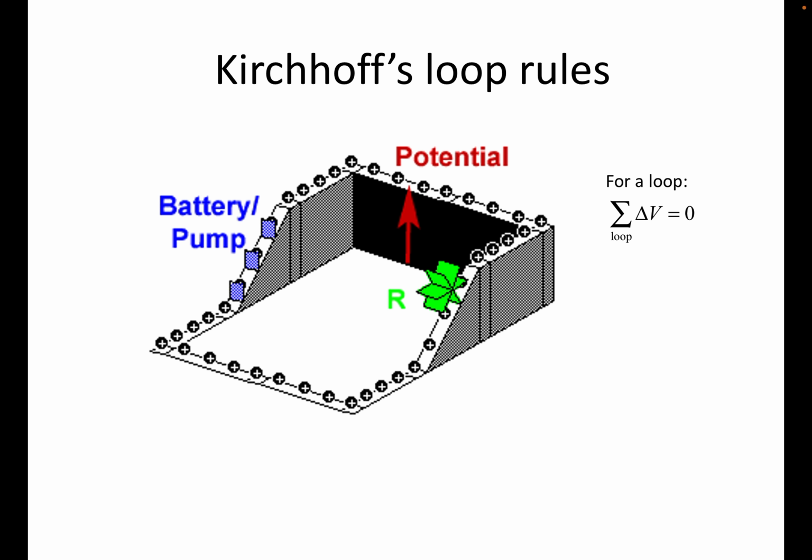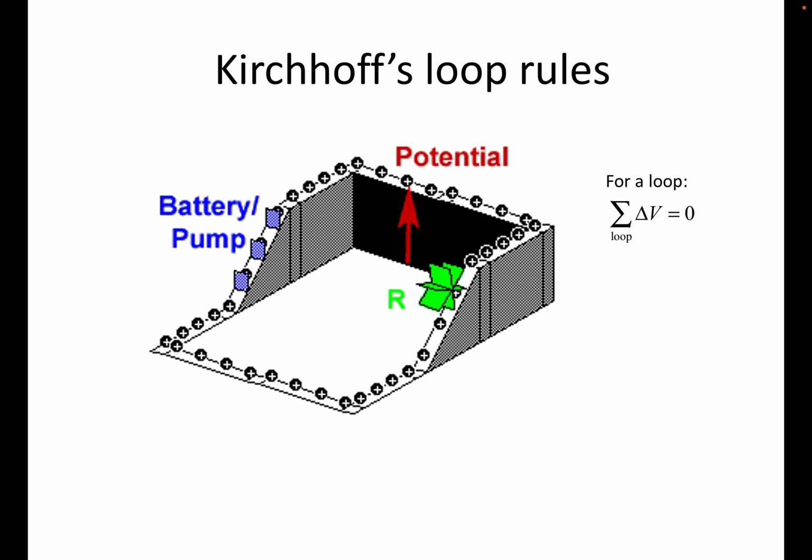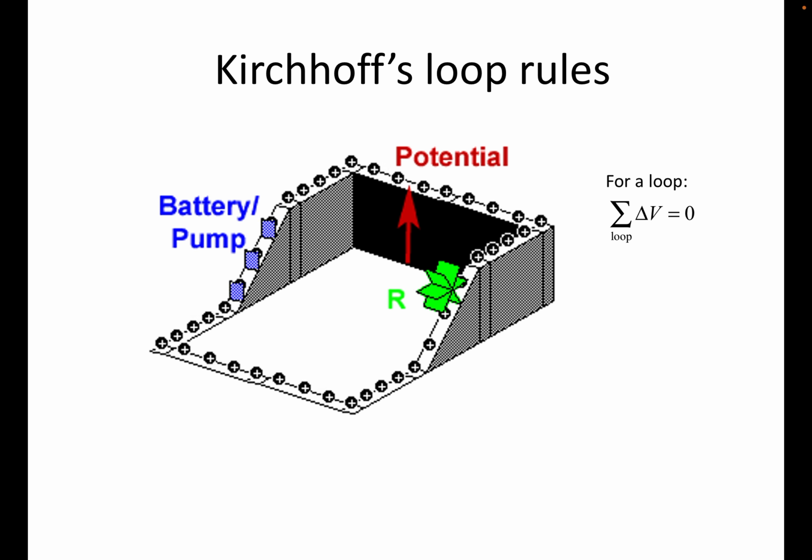This analogy helps visualize the loop rule. Think of potential as elevation. A battery is like a pump, raising the potential. A resistor is like a downhill slope, where potential is lost. After one complete loop, you must return to your starting elevation.